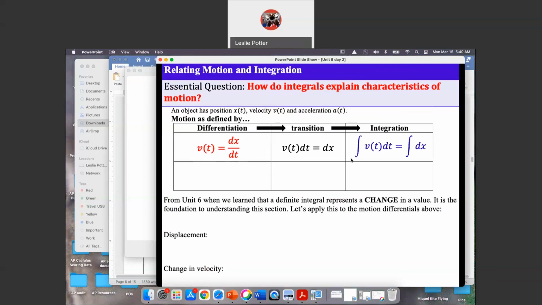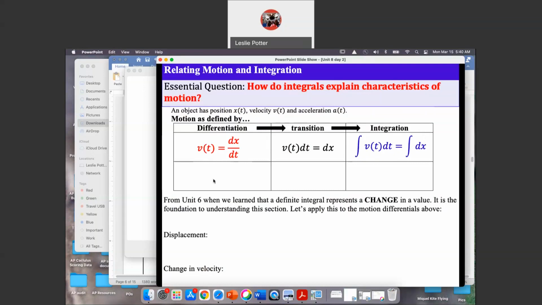And if we integrate this, that we would call, in the last unit, solving that differential equation, right? Because this is basically a differential equation. So we can look at motion with respect to integration instead of differentiation. So when we look at this, we're saying if we integrate the velocity function with respect to time, that is equal to integrating 1 with respect to variable x. So what does that mean? Well, that means the change in our x position. So we know that integration, if we go back to Unit 6, represents a change in a value. And so this represents our change in position, which is what we call displacement.